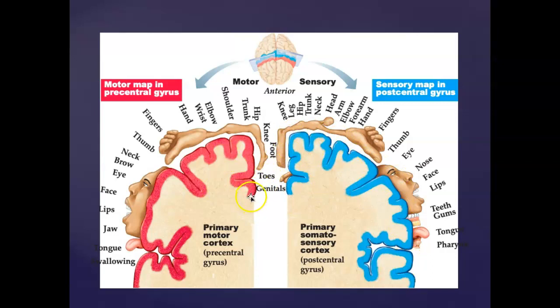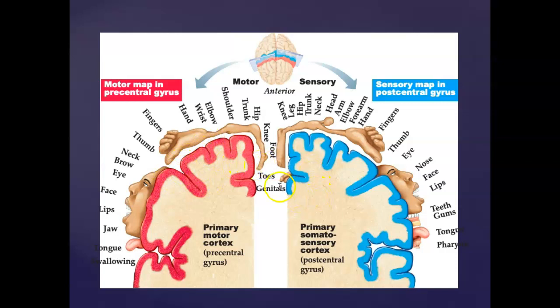But there's a mapping here. You can see these kind of outlined by red indicating motor and blue indicating sensory. These are where this cortex is where the nerve cell bodies are found for sensory information coming from the body and motor innervation of axons going to the body, right? So the nerve cell bodies are what are found here.